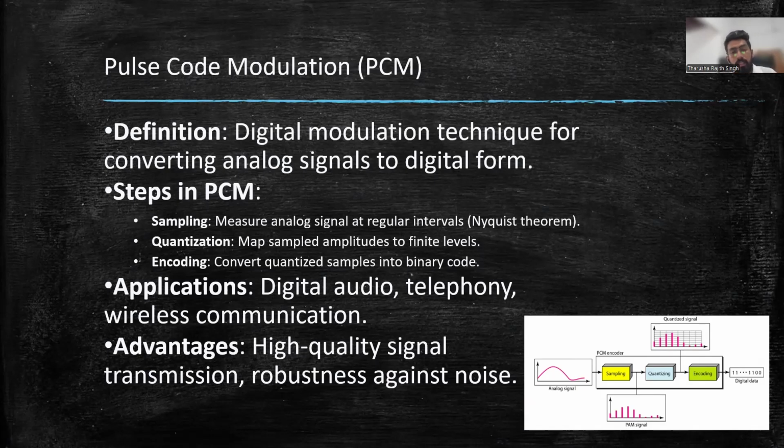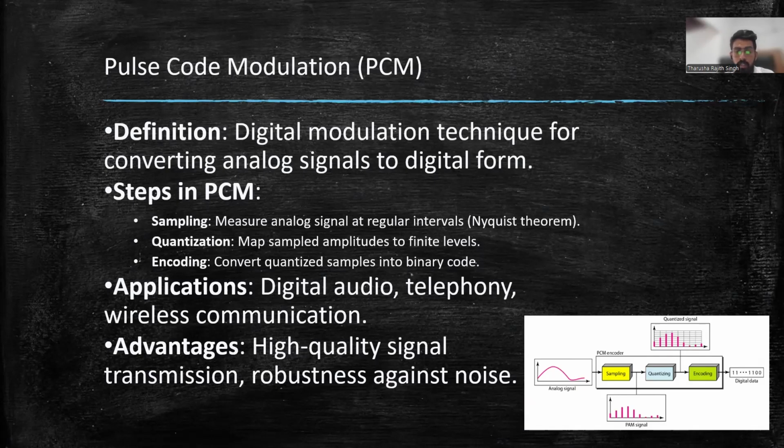Okay, applications of PCM are digital audio and telephony, and wireless communications. Those are the applications using PCM. So the advantages of PCM are that PCM provides high quality signal transmission by accurately converting analog signals into a digital form. It's robust against noise, making it ideal for wireless communication systems where interference is common. PCM is widely adopted in wireless applications due to its reliability and efficiency.